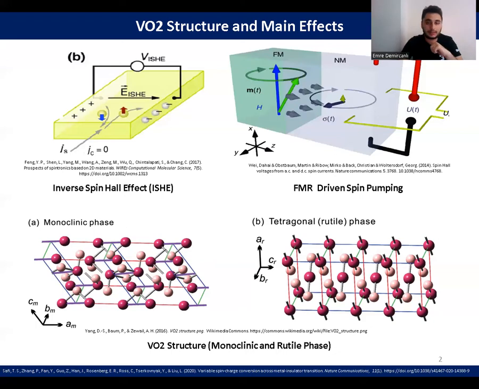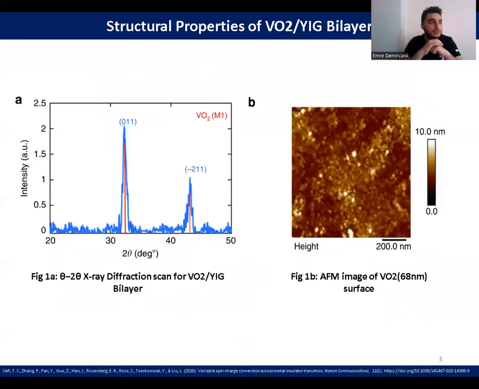Okay, let's now take a look at the structural properties of the vanadium dioxide YIG bilayer. Firstly, YIG films were grown on gadolinium gallium garnet, which is called GGG, substrates, to examine the charge to spin conversion properties of vanadium dioxide. And then vanadium dioxide thin films were deposited on this stack by the RF, radio frequency, sputtering method. Actually, the sample preparation process is explained in detail in the method section.